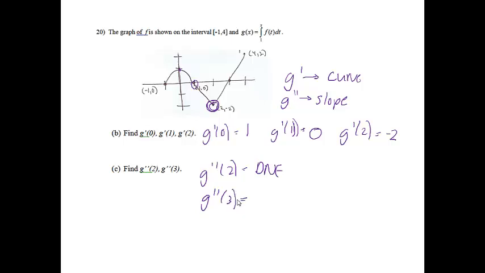And then g double prime of 3, if I'm looking at x equals 3, it's right here. And so notice that I'm looking for the slope. This point is on a line, so I just need to find the slope of that line. I'm going to do it by doing rise over run. To get from this point to this point, I'd have to go up 4 over 2, so that has a slope of 2.